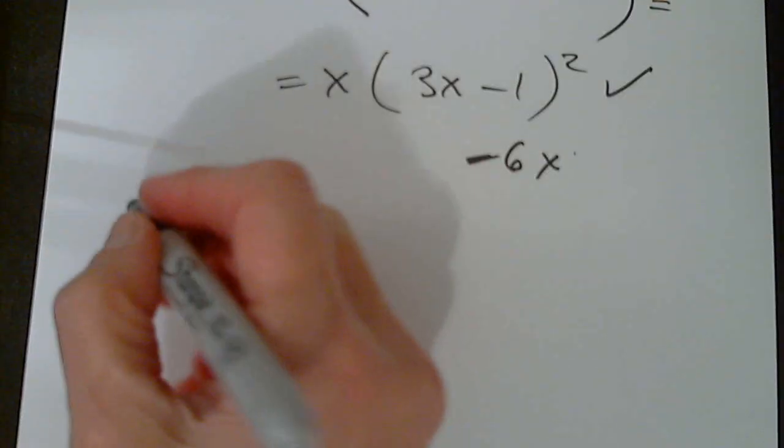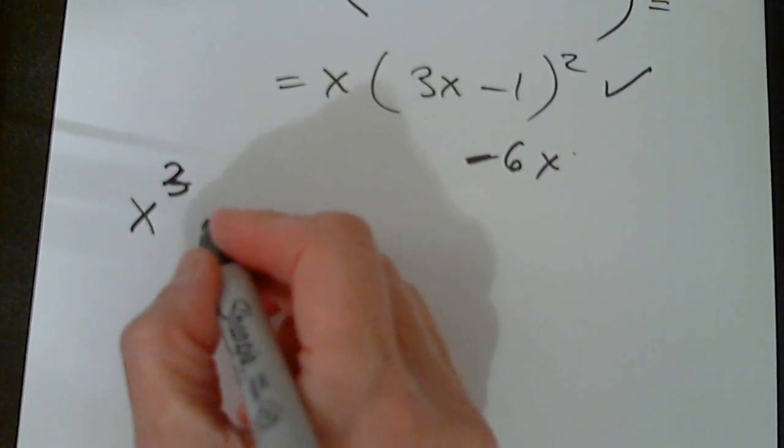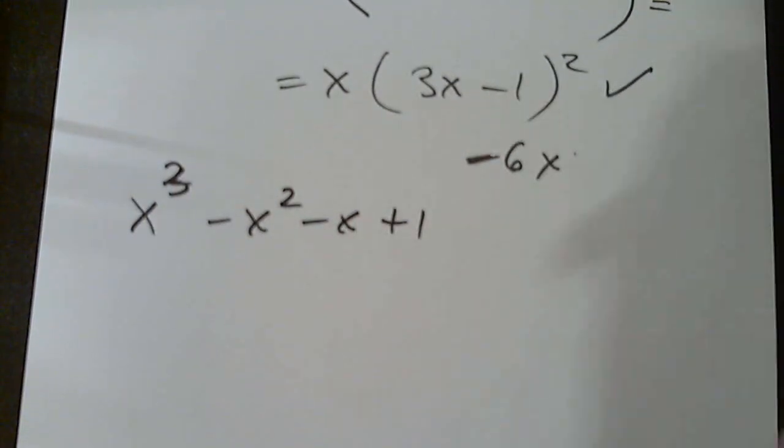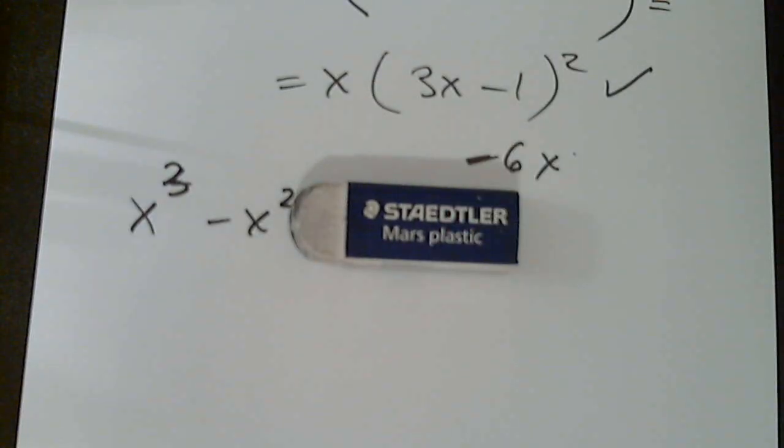Now the next one, I see 4 terms. Every time I see 4 terms, I think in terms of factoring by grouping.